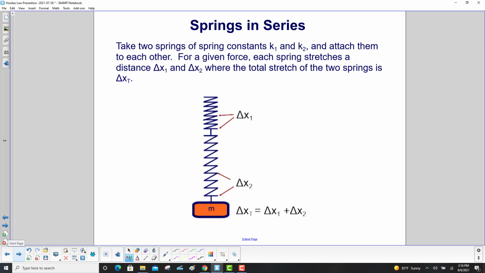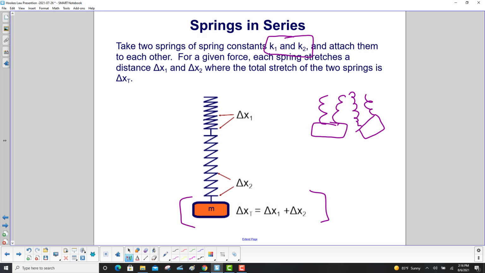Now let's take springs in series. This time they can have different spring constants, k1 and k2. When we had them in parallel, they had to be exactly the same, or one would be pulling up with a different force, and you'd get something like this, right? One wouldn't stretch as much, and we don't want to worry about that. So in this case, for a given force, we have a constant force down here. Each spring stretches a distance delta x1 and delta x2, where the total stretch of the two springs is adding delta x2 and delta x1 together.